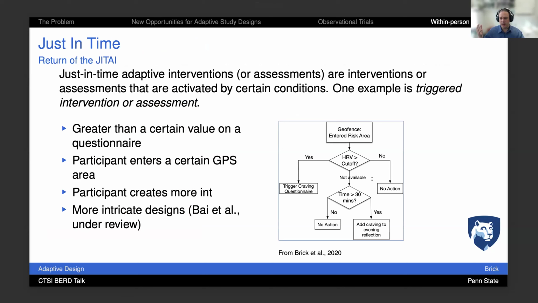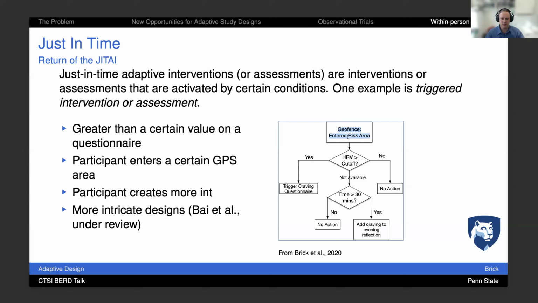One of the processes that's become very popular in the last few years, Billy Namshani has been driving this really strongly, are called just-in-time adaptive interventions, JITAIs. JITAIs are interventions or assessments that are activated by certain conditions. This is an example from some of the craving work that we've done, where we're looking at a couple of different triggers for intervention.